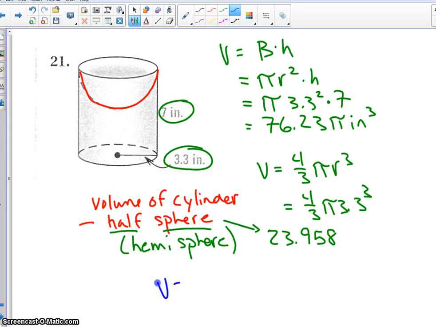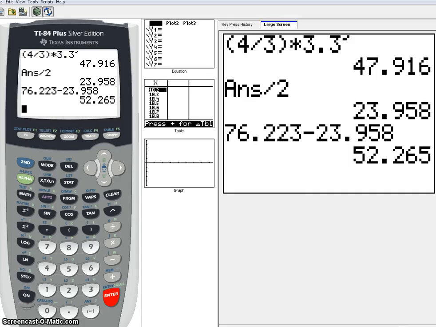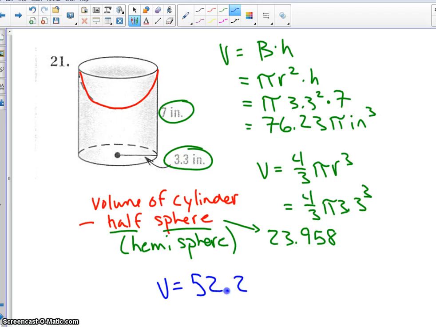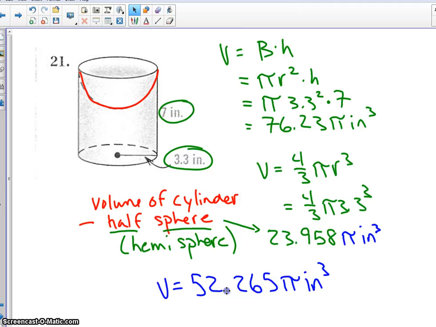So the volume is actually going to be 52.265. Now, when we subtracted those, again, I should have had here that this was in pi inches cubed. So what we have here is 52.265 pi inches cubed. That's the volume. So again, just as before with composites, you figure out each shape, and either add it together or subtract it, depending on what you need for the problem.